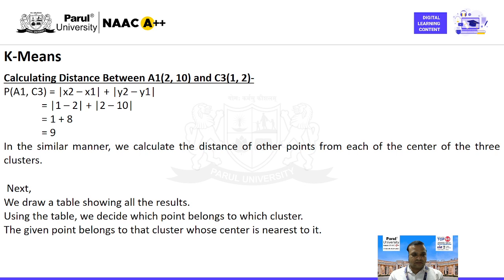In a similar manner, we calculate the distance of all other points. We calculated here only one point to all these 3 centers, but we want to calculate the distance from all the data points to all three centers. Next, we draw a table showing all these results. Using the table, we decide which point belongs to which cluster. With the help of the minimum distance, we can identify that the given point belongs to the cluster whose center is nearest to it.